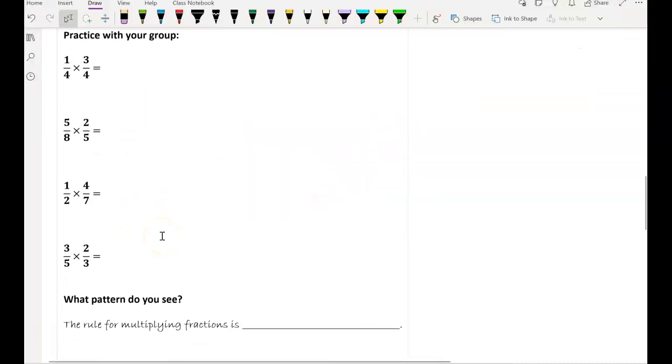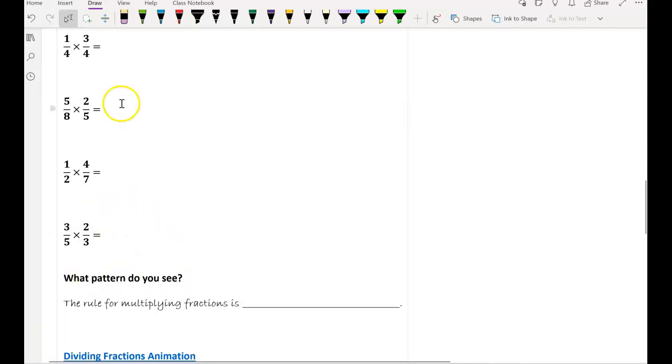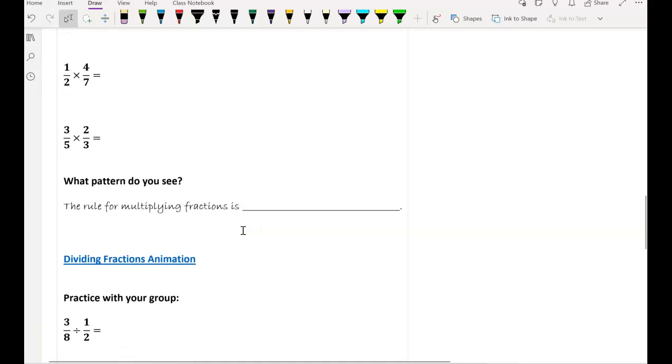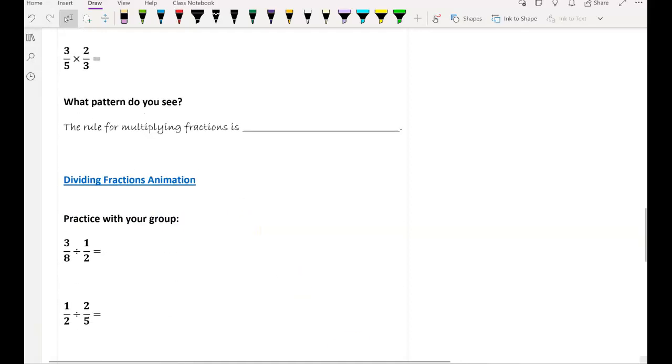Practice a few of these on your own. And then when you're done, after you've written your answers, what pattern do you see? And after you recognize the pattern, what is the rule for multiplying fractions? Okay? Great. Once you've completed that, let's move on to the dividing fractions animation.